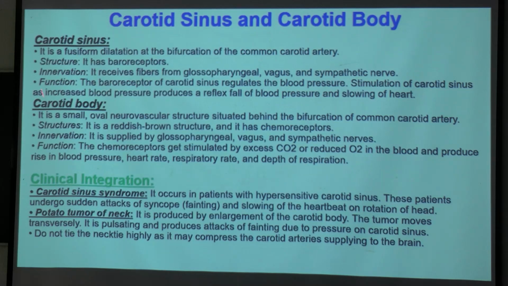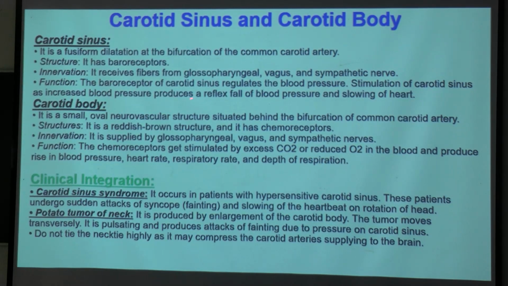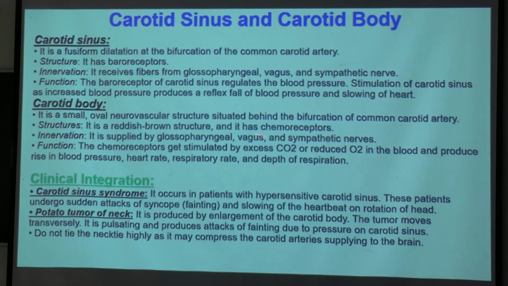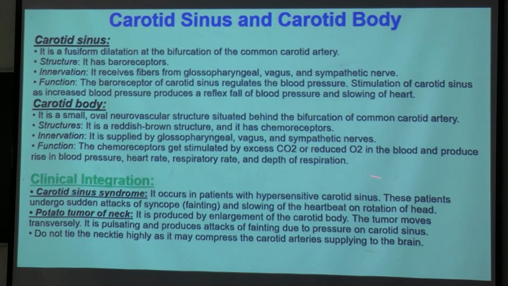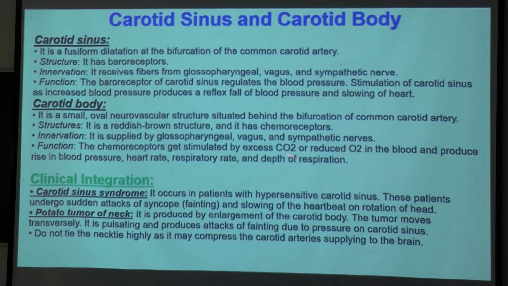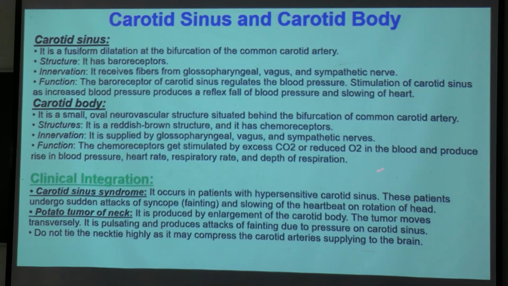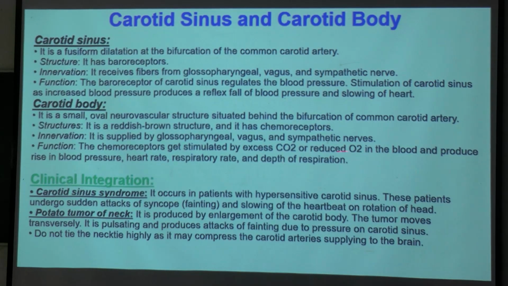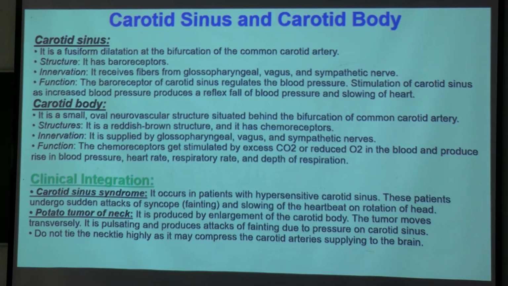Next is the carotid body. It is a small oval neurovascular structure situated behind the bifurcation of the common carotid artery. It is a reddish brown structure with chemoreceptors supplied by the glossopharyngeal, vagus and sympathetic nerves. Function: it gets stimulated by excess CO2 or reduced oxygen in the blood and produces a rise in BP, heart rate, respiratory rate and depth of respiration.